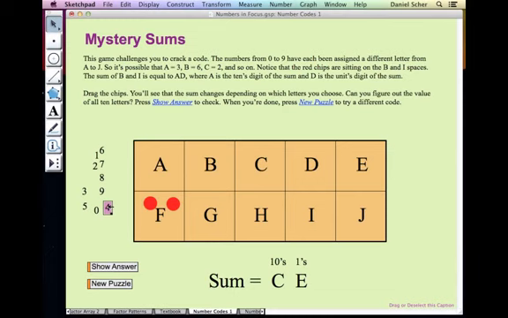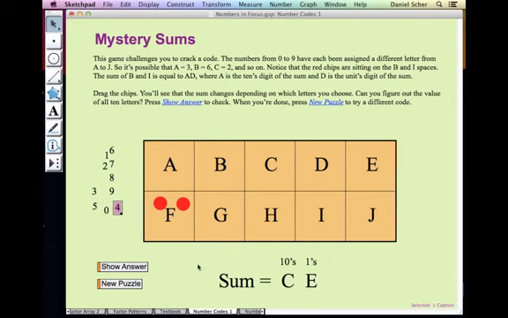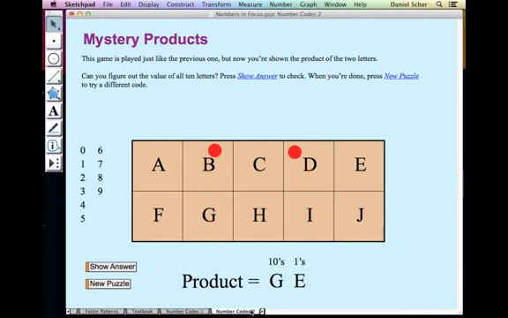So naturally, after I did mystery sums, the thought came up, well, what about mystery products? Can we do the case where we're looking at the product of two numbers like B and D instead of the sum? So how can we crack the code in this case? Well, now we can't be so sure anymore that this number in the tens place, G, is equal to 1. It may very well not be equal to 1. So what might we do?